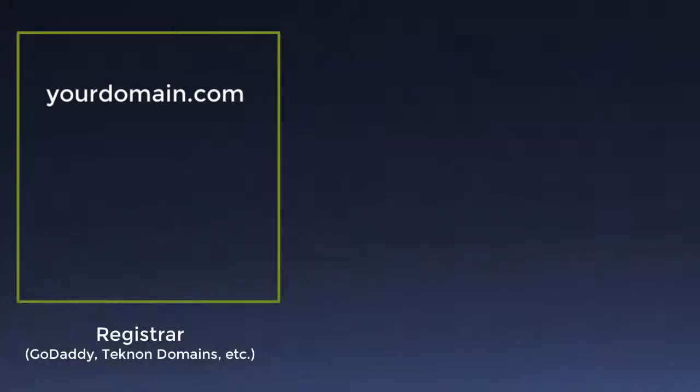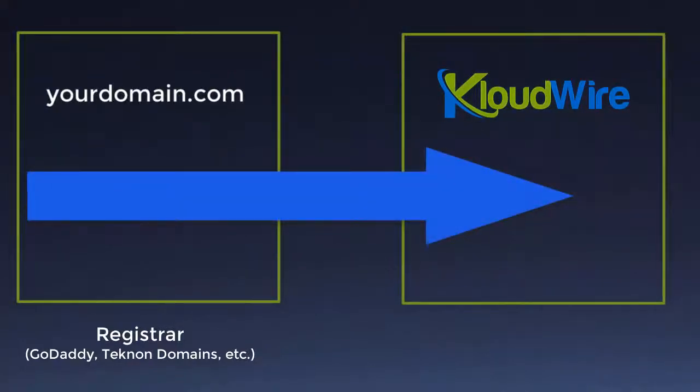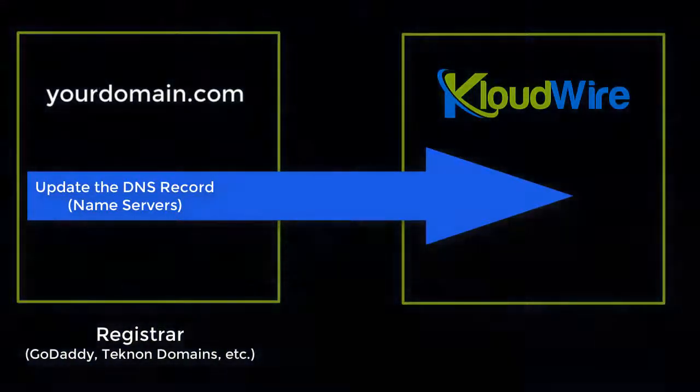So for example, let's say I have a domain at GoDaddy or register.com, Namecheap, or in my case, I use one called Technon Domains, but I've purchased hosting at Cloudwire. Well, to point my domain to that Cloudwire host, I need to go to the registrar, that is the place where my domain is registered, and simply point it to Cloudwire. And the process is actually simple as long as you know where to go. So let me show you how I would do it at Technon Domains.